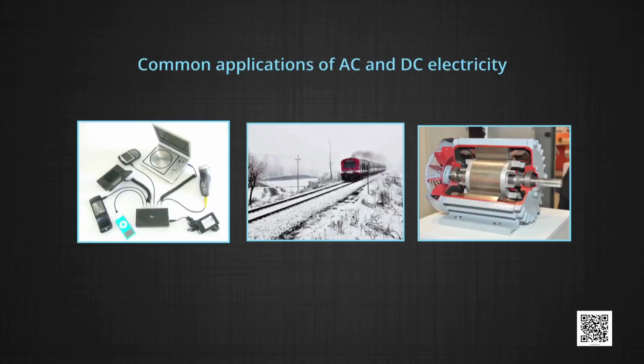So, now we have some common applications of AC and DC electricity. If we look at these pictures, we have some electronic gadgets, electronic devices, a train, a motor, and so many more. These devices are the revolution or applications of AC. We can use it along with DC.